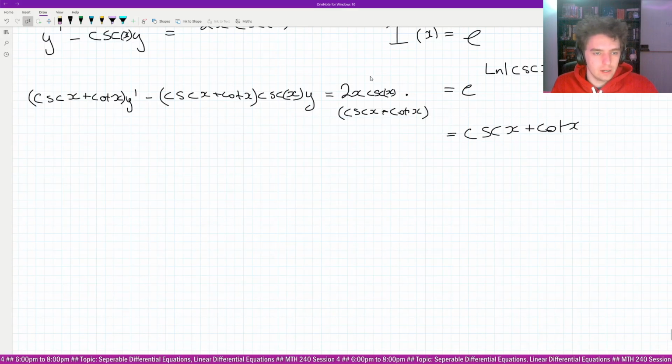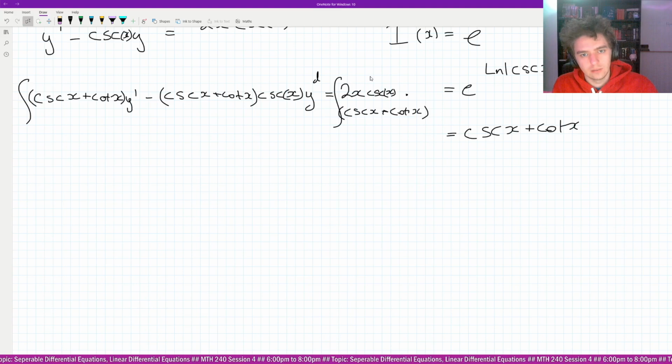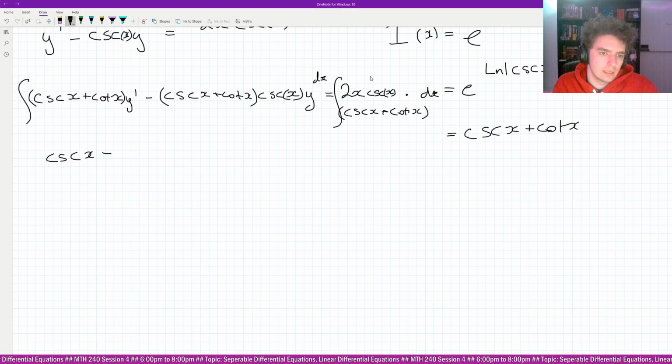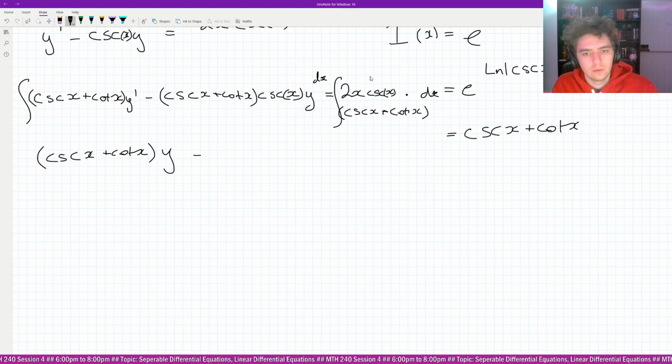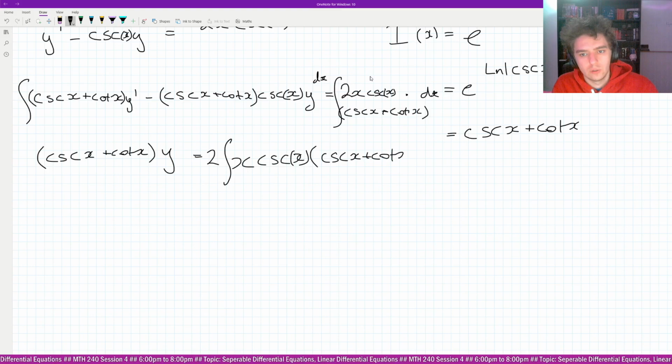And then from here, we integrate both sides with respect to x. So the left side is just going to be cosecant x plus cotan x times y, which is equal to 2 times the integral of x cosecant x times cosecant x plus cotan x dx.